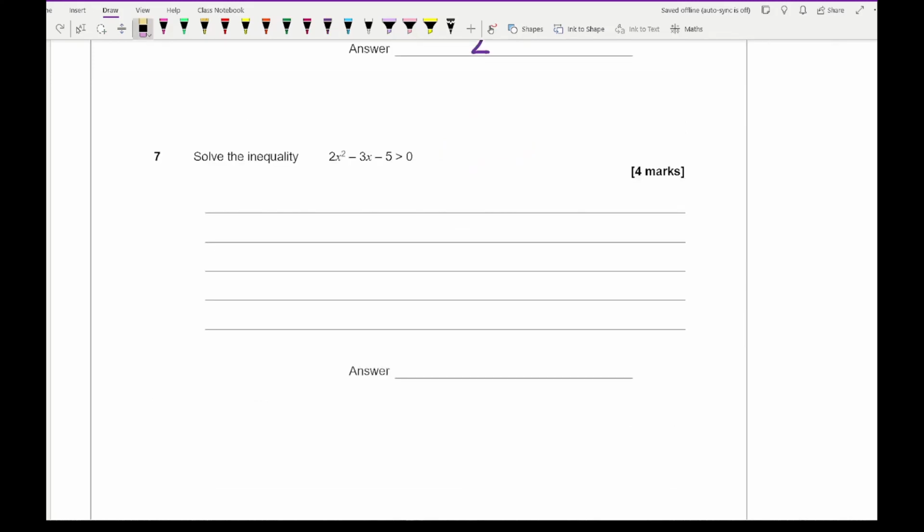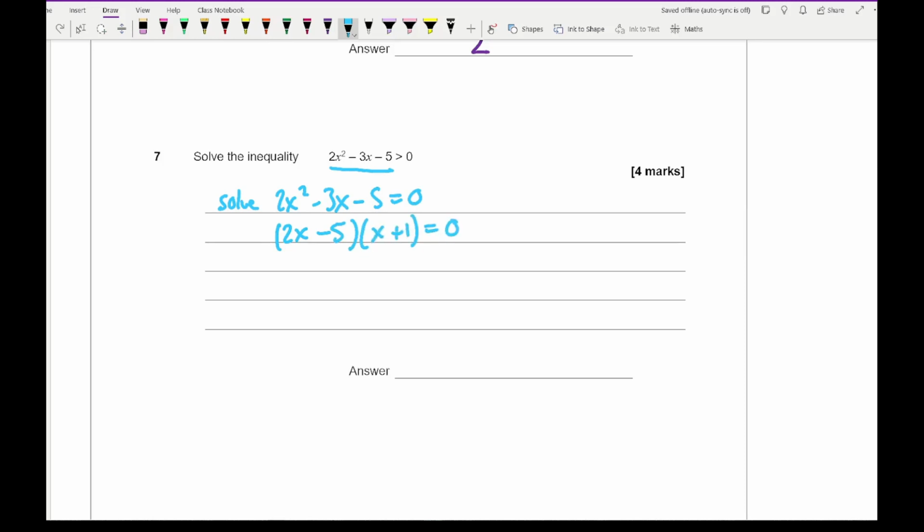Looking at question 7, it says solve the inequality 2x squared minus 3x minus 5 is less than 0. Now this is where we're looking at solving quadratic inequalities. For this, first of all, we need to solve 2x squared minus 3x minus 5 equals 0. As it's a non-calculator paper, you should find that this does factorise, and it does. So we've got 2x minus 5 and x plus 1 equals 0.